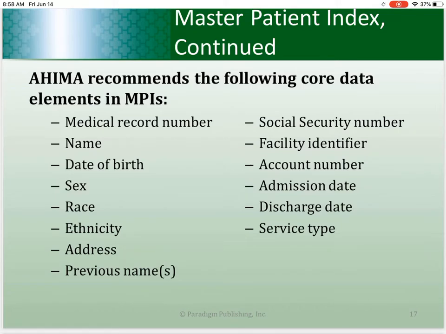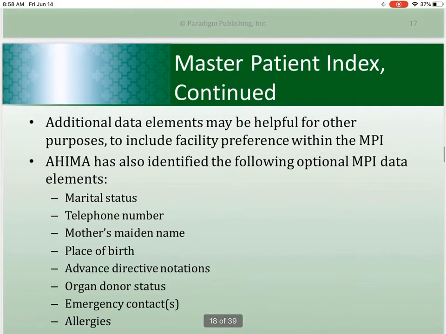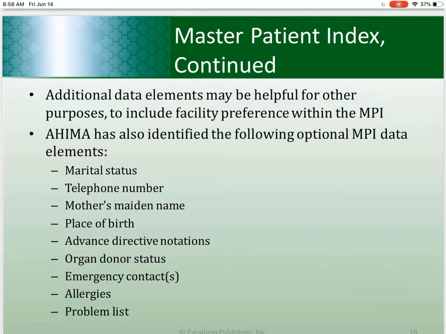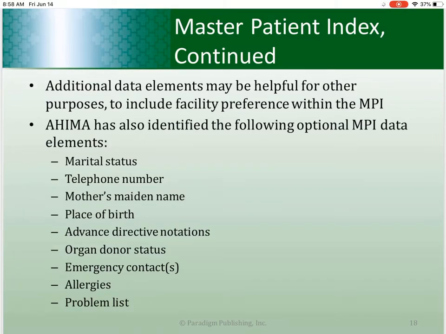and service type. We also have some optional data elements for the MPI, and these are your marital status, your telephone number, mother's maiden name, place of birth, advanced directive notations, organ donor status, emergency contacts, allergies, and your problem list.